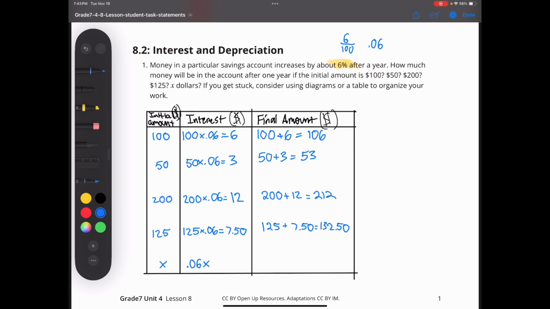So what about if your initial amount is X? What you do is put an X instead of the initial amount. Whatever your initial amount is, you add on your interest, which is 0.06X. And there's another way to write that. You can factor out the X and make it X times 1 plus 0.06, or 1.06X.